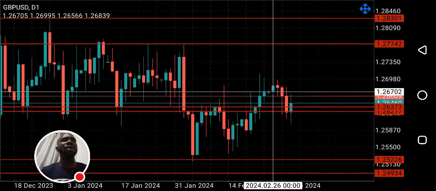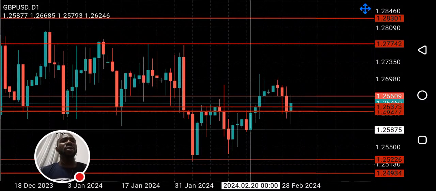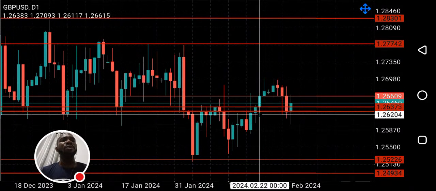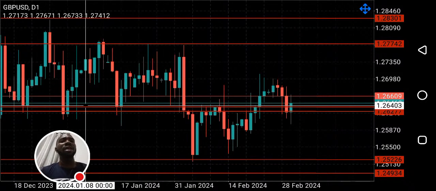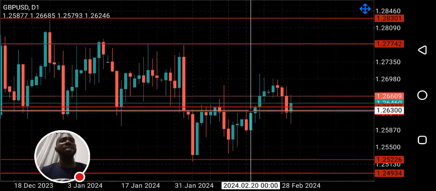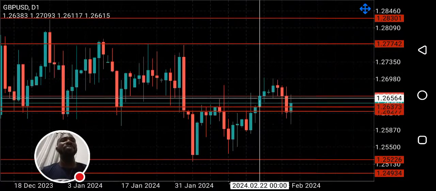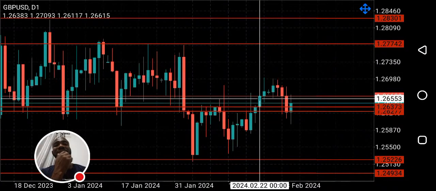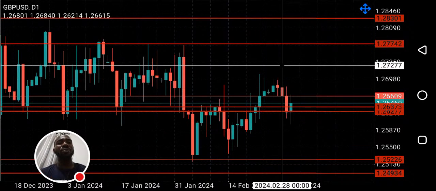I hope you're following. I hope you get that. So for this candle to have broken out from this resistance, this tells me demand has exceeded supply. And when demand exceeds supply, price is expected to go up.